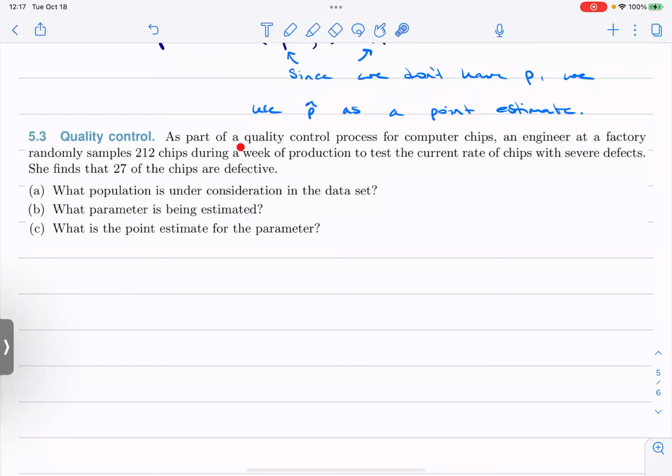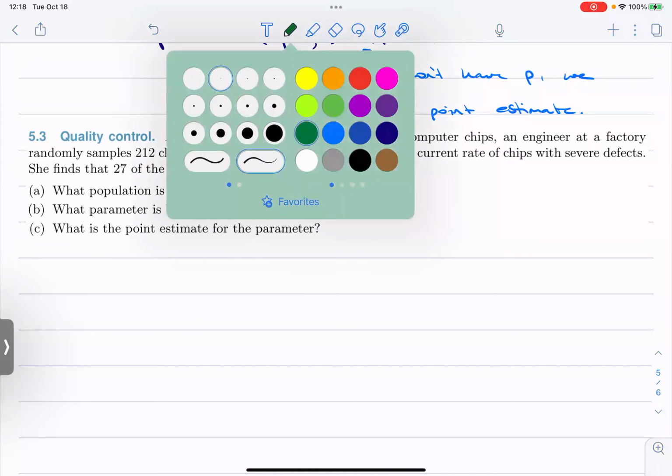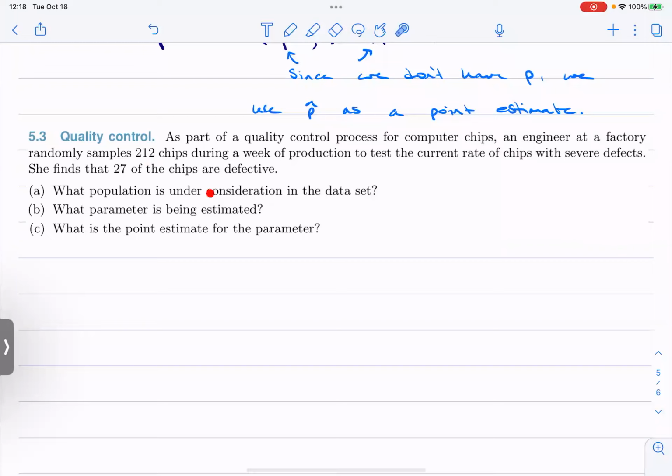As part of a quality control process for computer chips, an engineer at a factory randomly samples 212 chips during a week of production to test the current rate of chips with severe defects. You can see how that would actually happen, of course. How else would they keep track of whether our machines are running properly? She finds that 27 of the chips are defective. What population is under consideration in the data set?